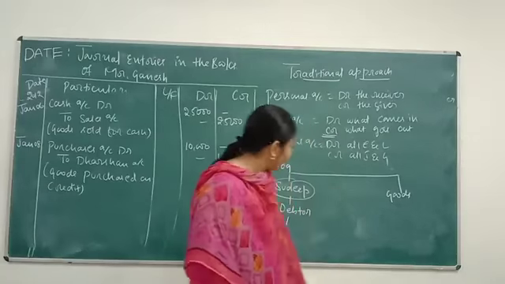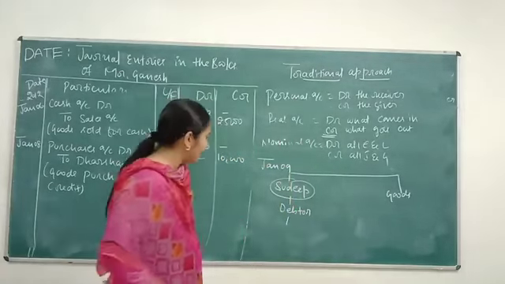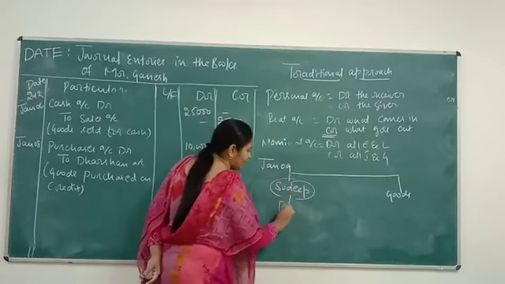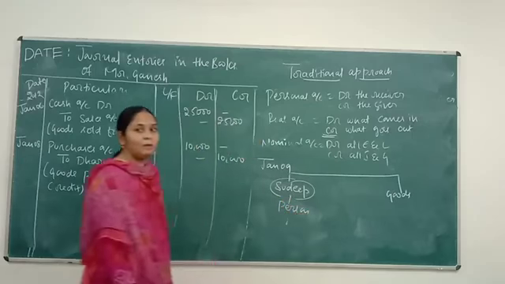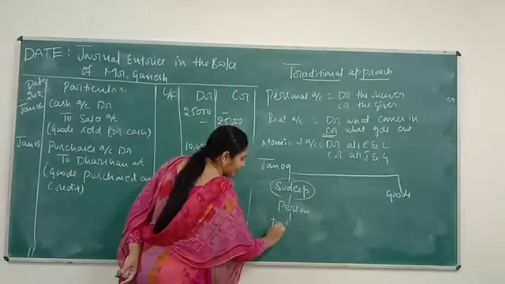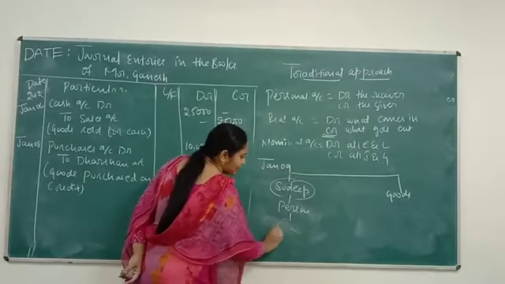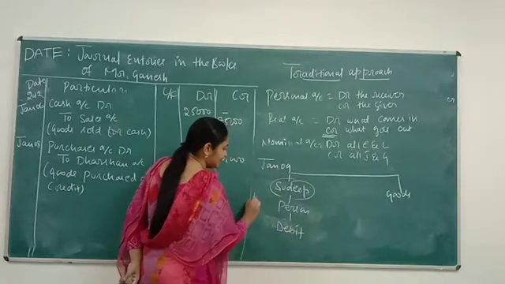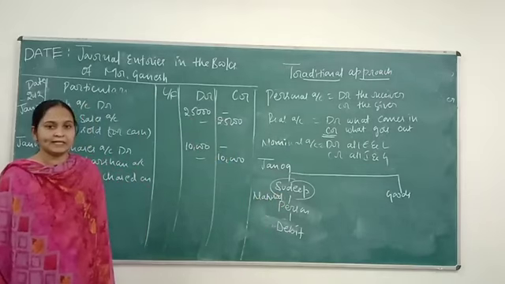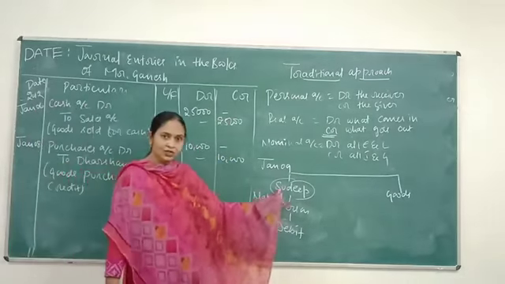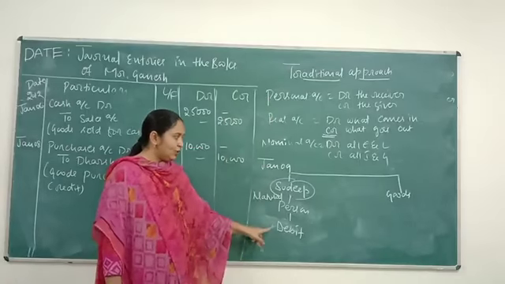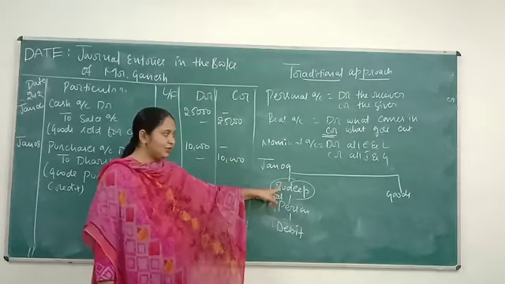But Sudeep is a person. Sudeep is a natural person. When it is a person, which account rule? Personal account rule. Debit the receiver. He is receiving the goods, so I will debit Sudeep.